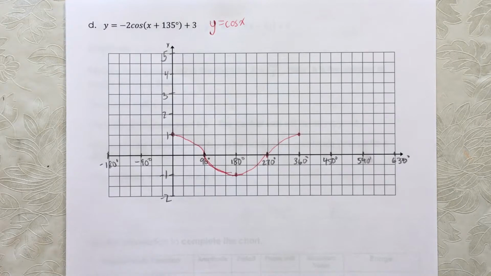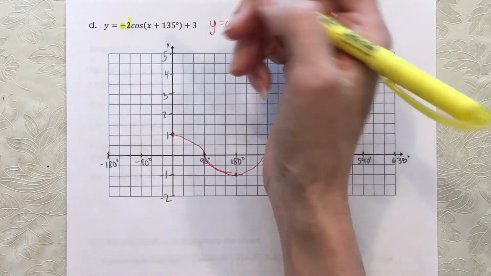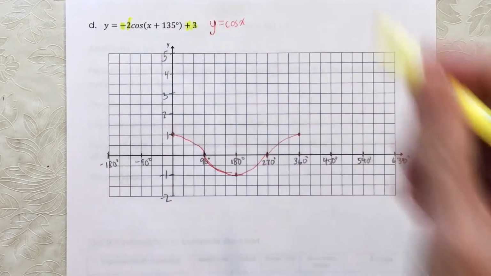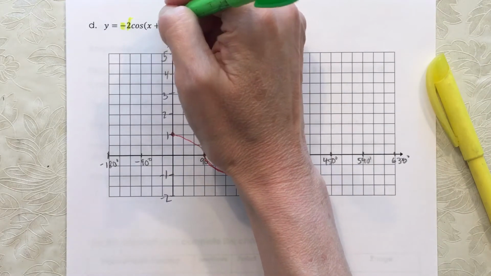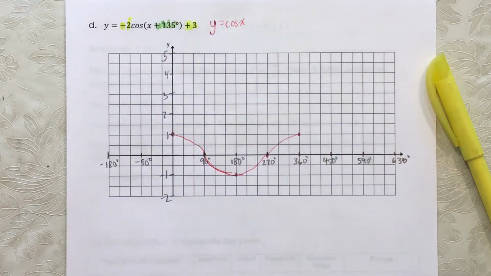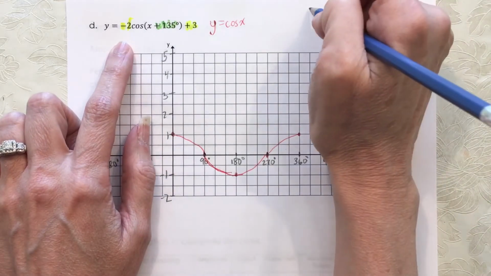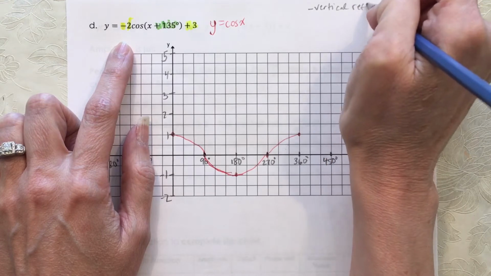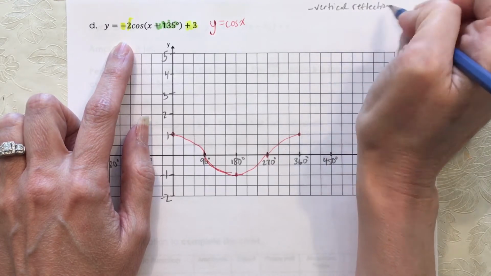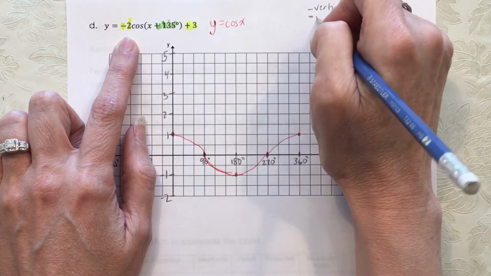There's our one cycle. Now I'm going to color code vertical and horizontal transformations. So there's a vertical, there's a vertical, and there's a vertical, 3 verticals. And here's one horizontal. So then I'm going to list out our vertical transformation. So the negative is a vertical reflection. The 2 is a vertical stretch by a factor of 2.